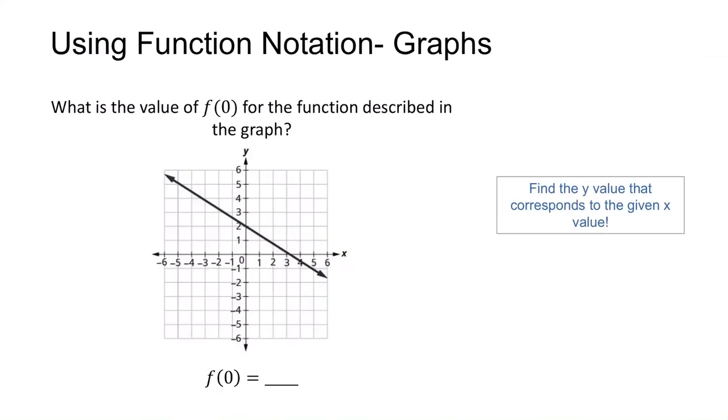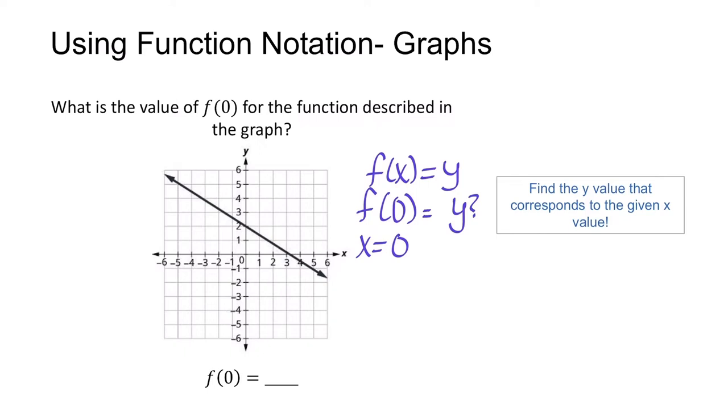So let's use function notation with a graph. What is the value of f of 0 for the function described in the graph? So once again, let's think about what this is saying. We're talking about f of 0. So since we're talking about f of x, we know that we're looking for what's happening when x equals 0. Remember that f of x took the place of y. So trying to find f of 0 is basically like saying, what does y equal when x equals 0?